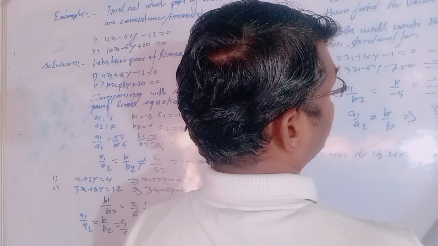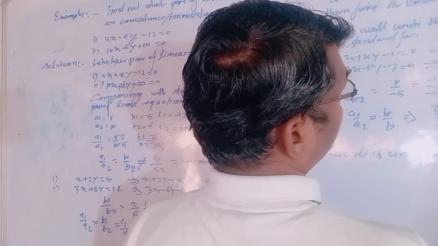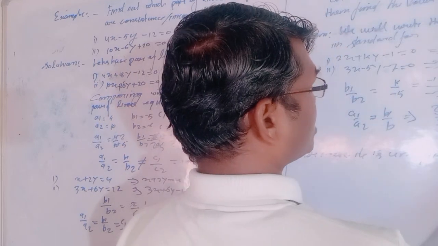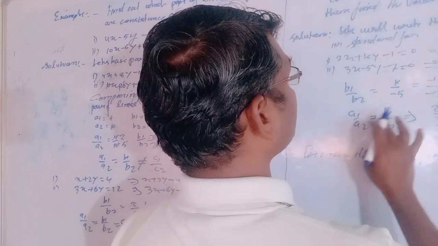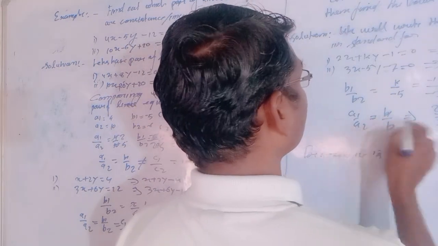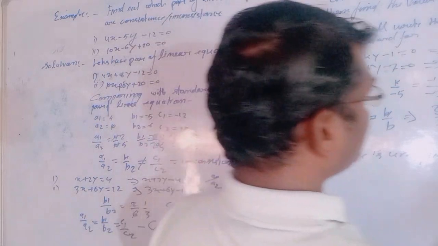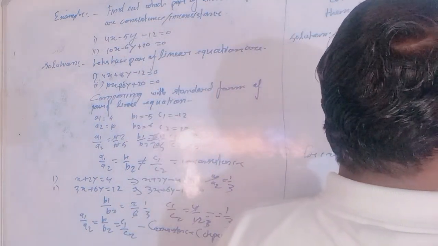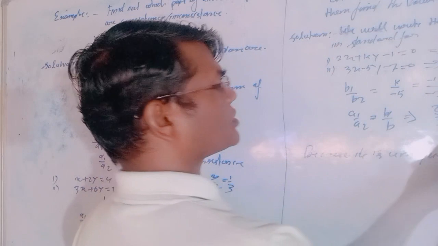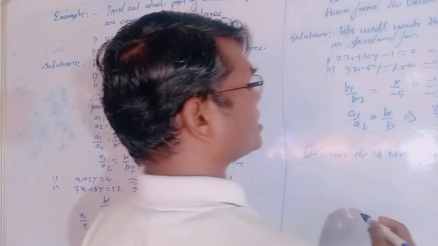This means that a1 by a2 is not equal to b1 by b2. So a1 by a2 is not equal to b1 by b2. Okay, so it is a unique solution. For unique solutions, we have to take the value 10 by 3.